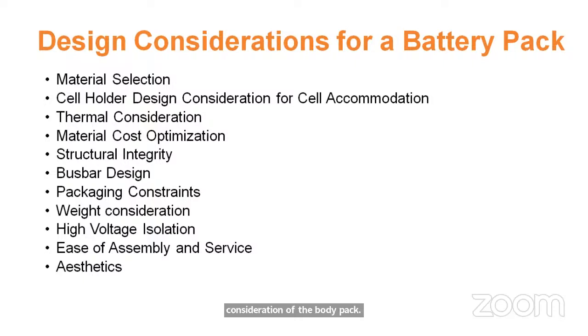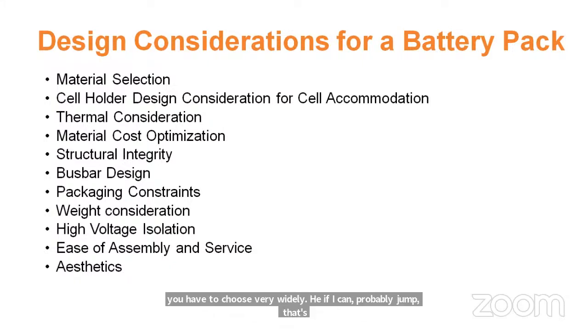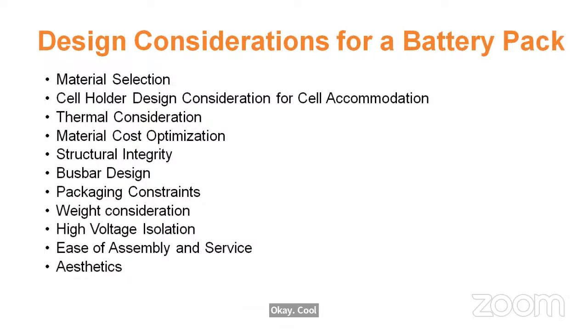Material cost optimization. There are n number of materials available in plastic itself. Some lower cost materials are available, some medium cost, some higher cost. So you have to choose very wisely. For example, for insulation, generally we use Nomex sheet, and the cost of the Nomex sheet depends upon its thickness. Suppose a 50 micron Nomex sheet, the cost will be something different. And suppose a 100 micron thickness Nomex sheet would be there.